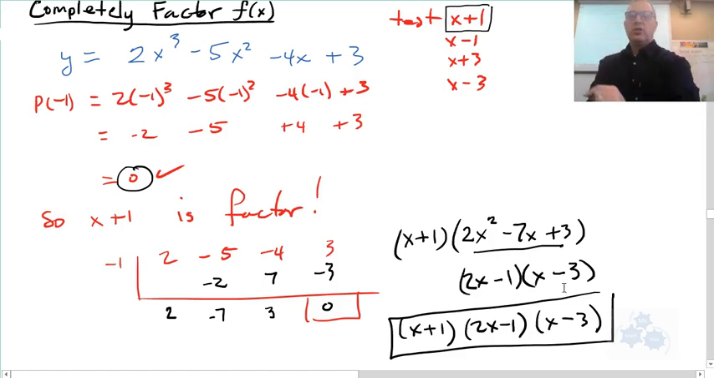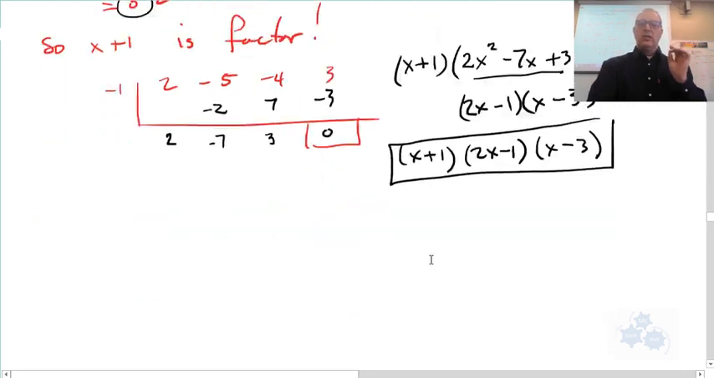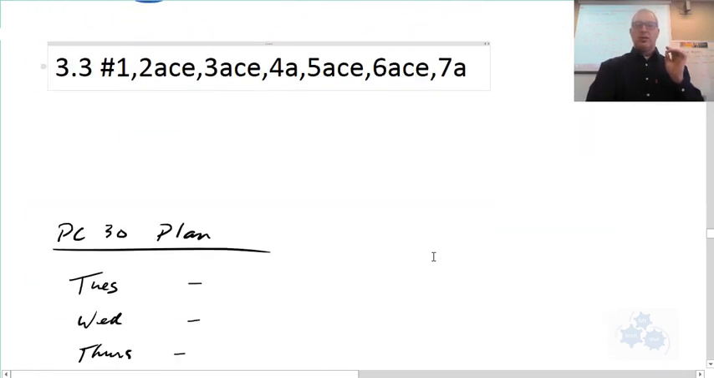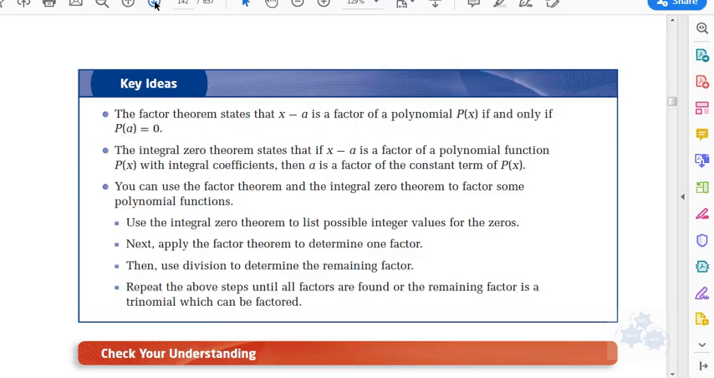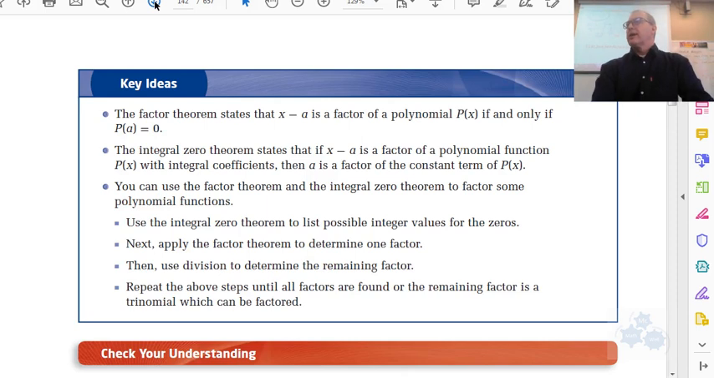I'll just show you the assignment up here. So those of you that have worked through this question, you got it right, and you have no questions. Here's your assignment right here from 3.3. You'll want to check your key ideas in your textbook as well, just to check to see if there's anything that you still are unsure of.